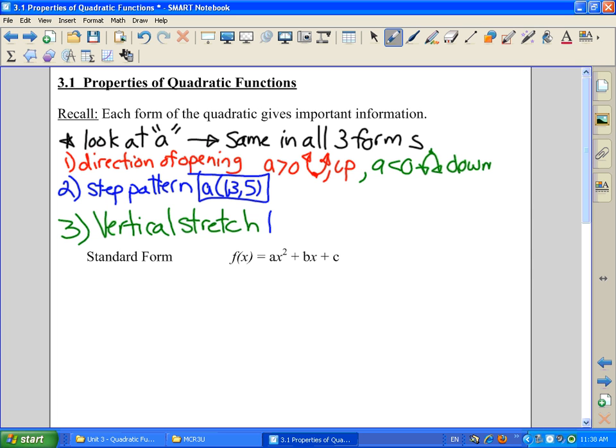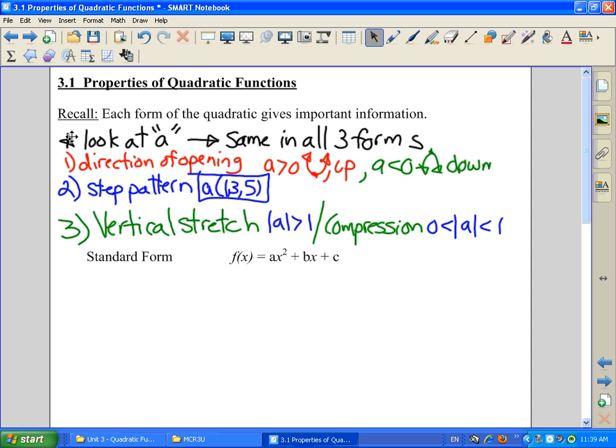The absolute value of a has to be greater than 1, whereas we have a vertical compression if the absolute value of a is in between 0 and 1. All right, and again, that's from above and below. So if you think of your elastic, you're stretching either out or in for your stretch or compression, with the elastic from your hands being on the top or the bottom of the elastic.